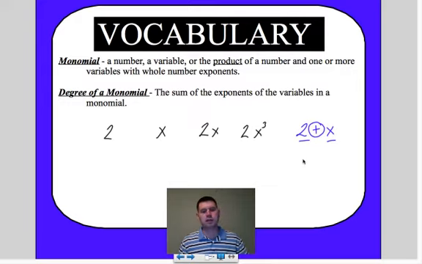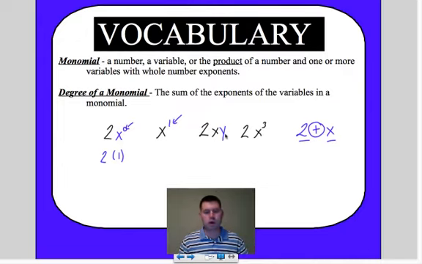Okay, the second thing is the degree of a monomial. Now that is the sum of the exponents of the variables in the monomial. So in this first one, if I just had a constant number, the degree would be 0 because there's no x, or as we learned in section 7.1, there's an x, but that x is to the 0th power, making it 2 times 1. So therefore the degree is 0. This one, it's x to the first, so the degree is 1. This one is to the first as well.